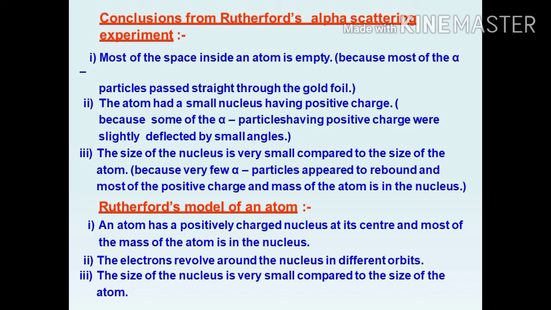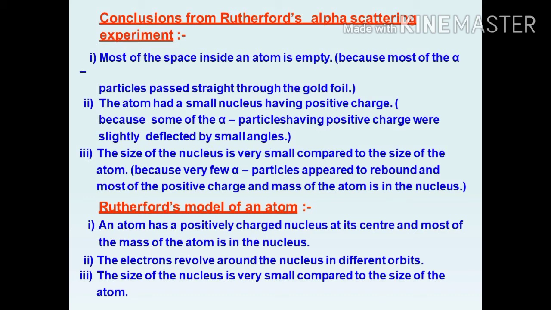First point, most of the fast moving alpha particles passed straight through the gold foil. What is the reason for that? What reason is given by Rutherford? He is saying most of the space inside the atom is empty. So the alpha particles passed through the gold foil without getting deflected. Then he found that very few particles were deflected from their path, indicating that the positive charge of the atom occupies very little space.